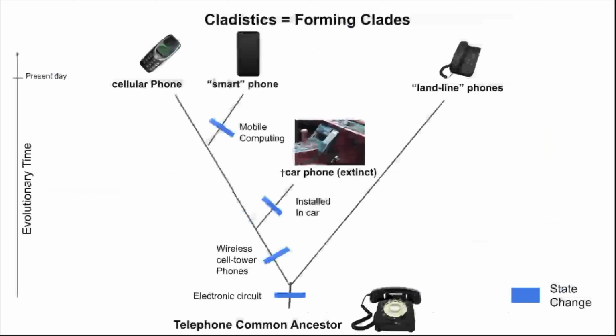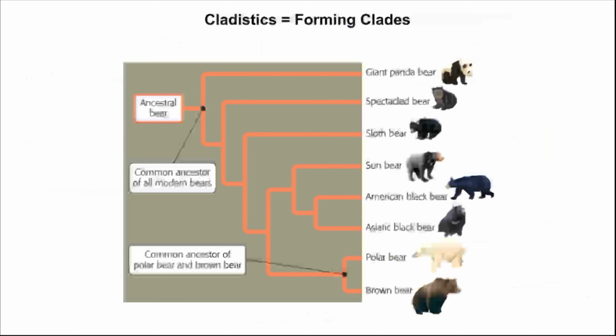Let's look at an actual example of organisms in a cladistic tree. Here you can see this is presented left to right rather than bottom to top. And you can see on the far left is the ancestral bear, the common ancestor to all bears. And then we can see a lot of branching.